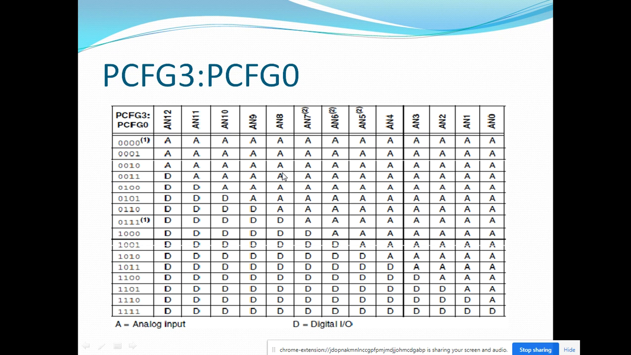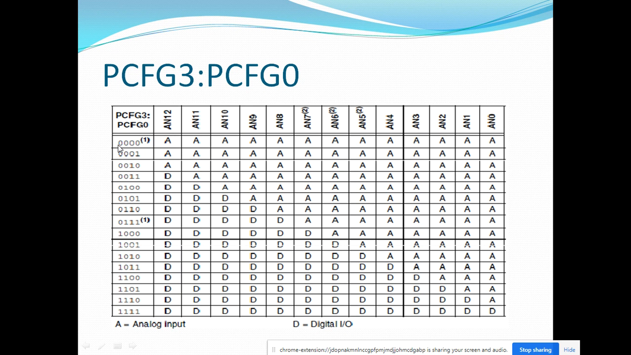Here we have multiplexing with port A, port E and port B, so we need to configure these port pins as analog or digital IO as per the user's needs. In simple words, if I write all 4 zeros to these port configuration bits, then all the 13 channels will be selected as analog inputs. All the 13 channels will get enabled.